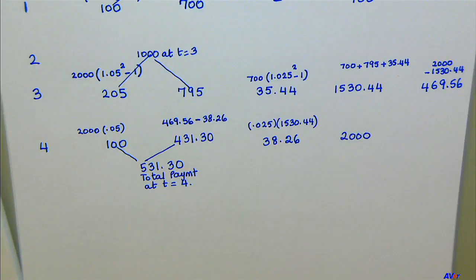What part of this can I clarify? David? So at t equals 3, why did we go from multiplying by 0.05 to 1.05 squared minus 1?